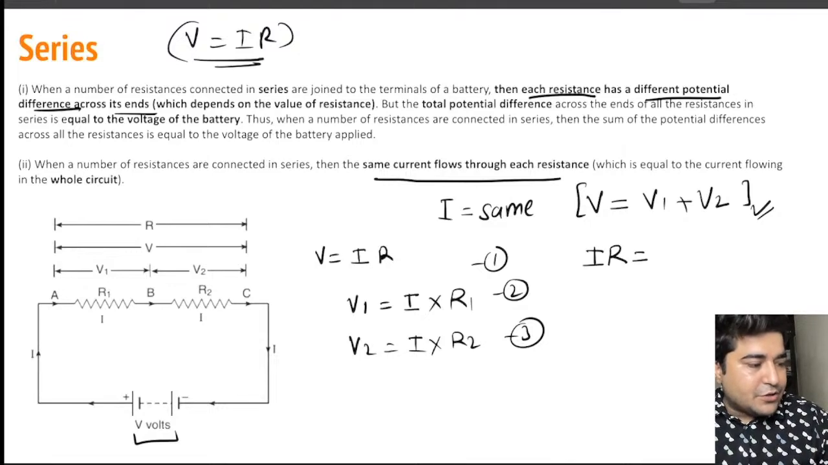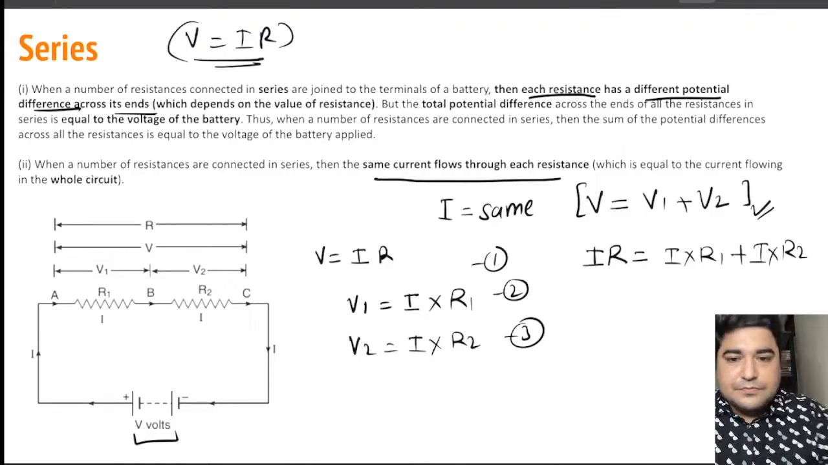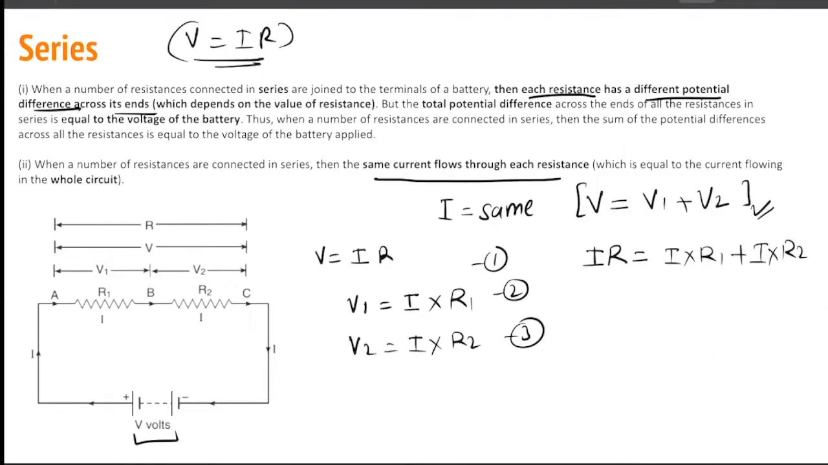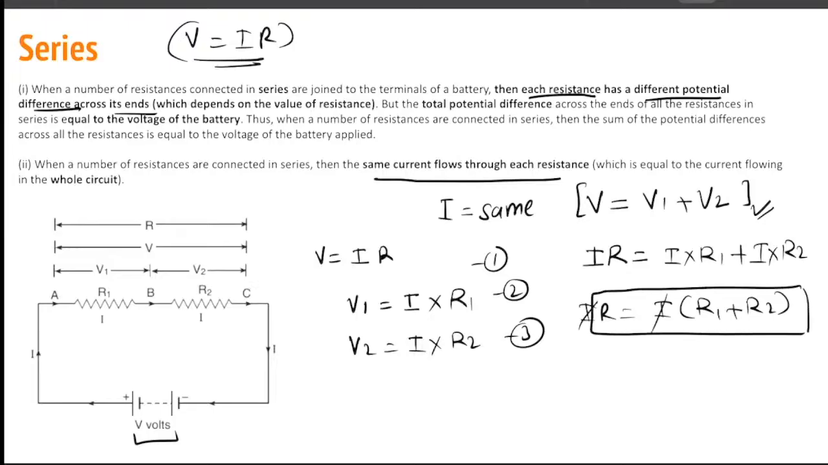Capital IR is equal to capital I into R1 plus capital I into R2, and capital IR is equal to capital I into, taking I as common, R1 plus R2, so I will be cancelling out. So net resistance in series circuits will come out to be R is equal to R1 plus R2 plus so on. So this will be the value for series circuits.